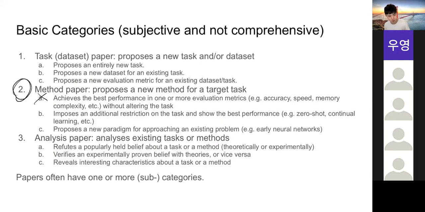If readers are persuaded that neural networks are very promising in the future, then they can be persuaded that this paper has a really meaningful contribution, because it will be opening a new door to neural network based approaches for neural machine translation and machine translation, right? So personally, and people might have different opinions, I think this falls into B and C. They impose a restriction, and it's also proposing a new paradigm for machine translation.